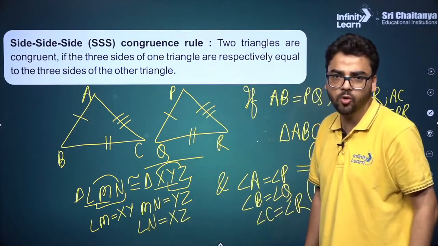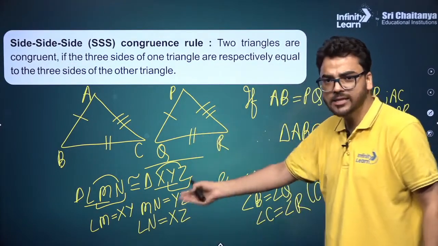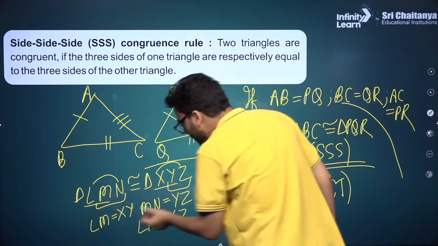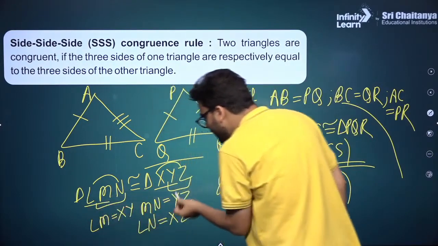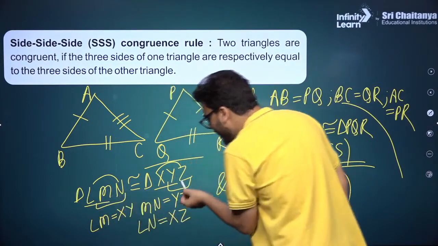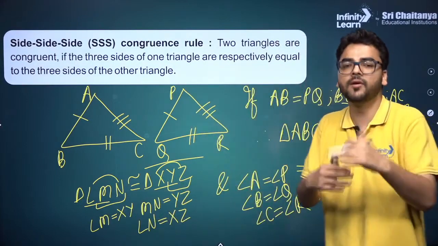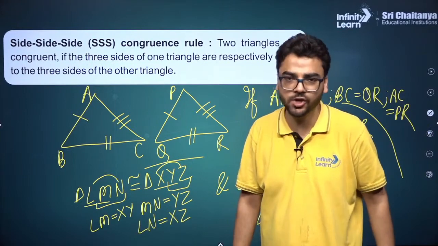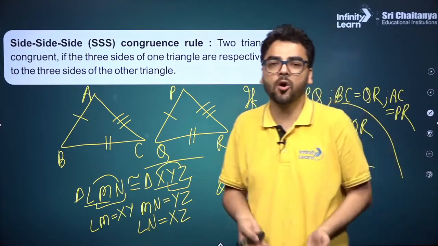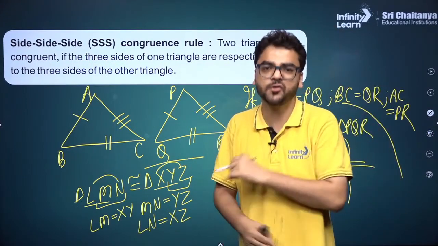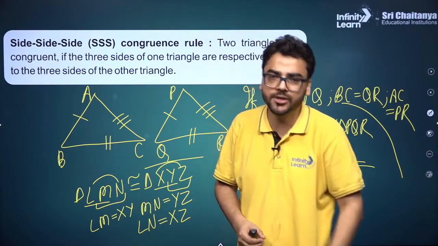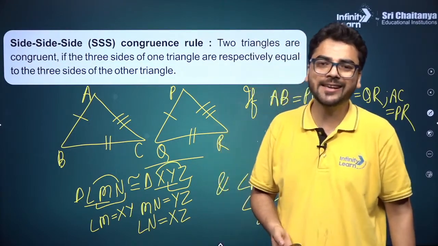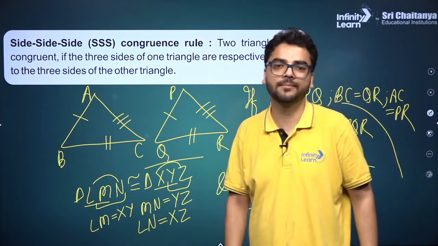Corresponding sides are equal, and corresponding angles will be equal as well. Angle L will be equal to angle X, angle M is equal to angle Y, angle N is equal to angle Z. You have to work according to the name. I hope this is clear to every student in this session. Any doubt in these congruency criteria up till here, which we have done in this session, and the questions which we have practiced? Is it clear, guys?